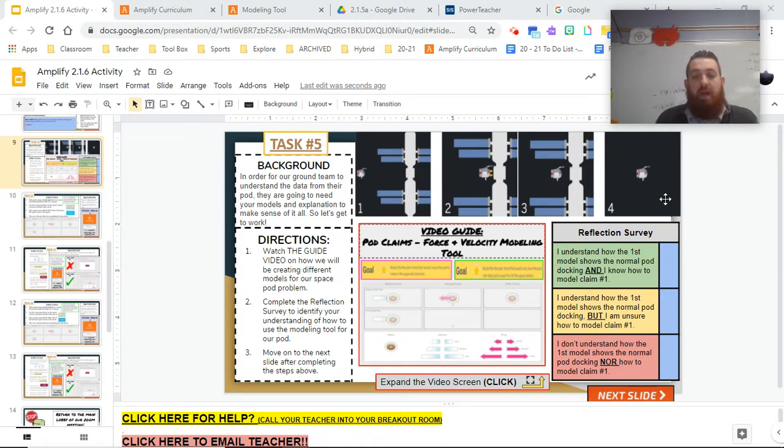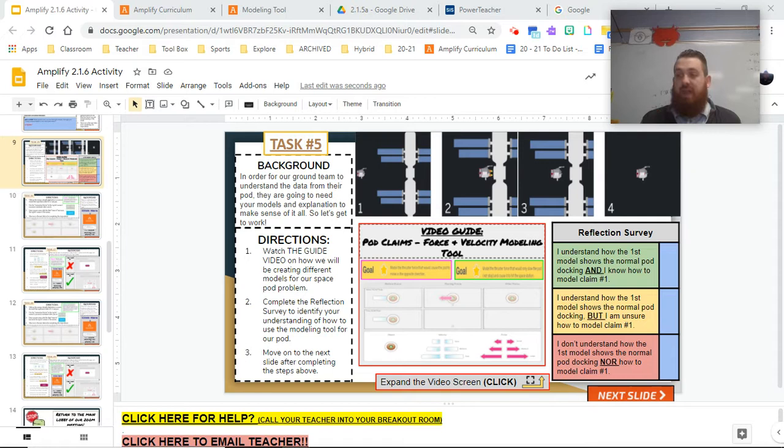Today we're going to be looking at how to complete the modeling tool that we're going to be using to show what's going on with our pod, and more specifically what's going on with our pod during those two different claims, those two different possibilities of why our pod is moving in the opposite direction, and more importantly, how different forces could have caused that same exact change or that same effect. So let's go ahead and look at our modeling tool that we're going to be using.